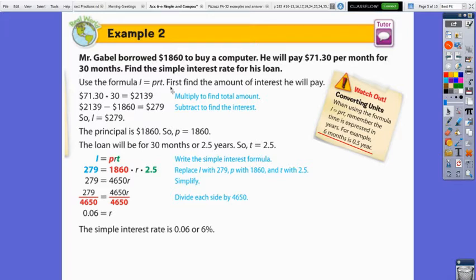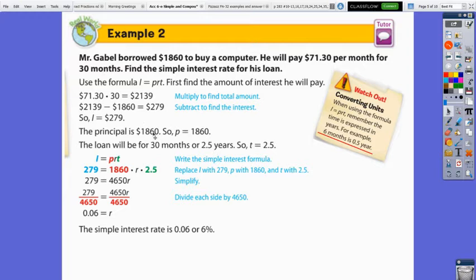So first you have to figure out how much he actually paid over 30 months. So if he paid $71.30 each month for 30 months, then his total payments, the total amount of money he paid over the 30 months is $2,139. Okay, so this is going to tell you then how much interest he paid, because whatever the difference is between that amount and the amount that he borrowed, that's the interest. So that's why they subtract those two things. And it turns out he paid $279 interest over this 30-month loan.